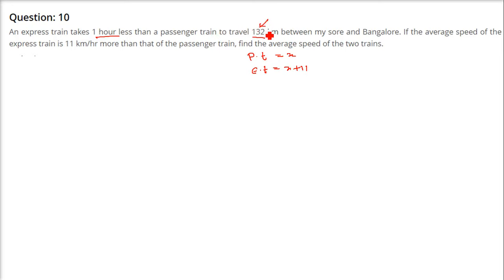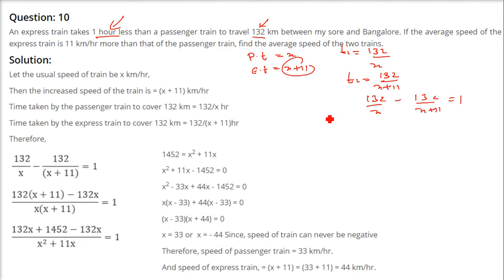Now what is the distance? 132. So t1 will be 132 by x. t2 will be, for the express train, distance remains the same, it will be x plus 11. And what is the difference of time between these two trains? 1 hour. So 132 by x minus 132 by x plus 11 will be equal to 1. So this is how we solve it.